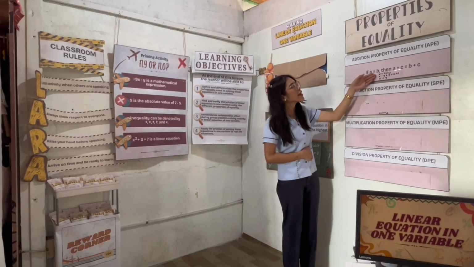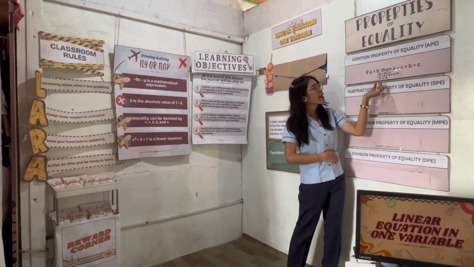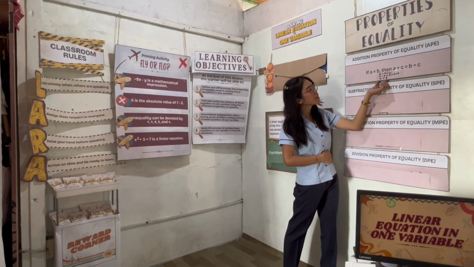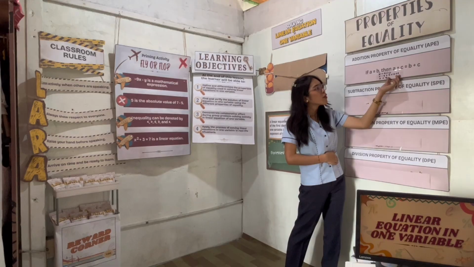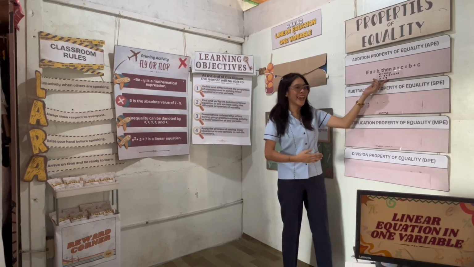That is the addition property of equality. For example, we have x minus 4 is equal to 0. In order for us to solve for x, we need to use APE, or we need to add 4 on both sides of the equation to solve for the value of x.